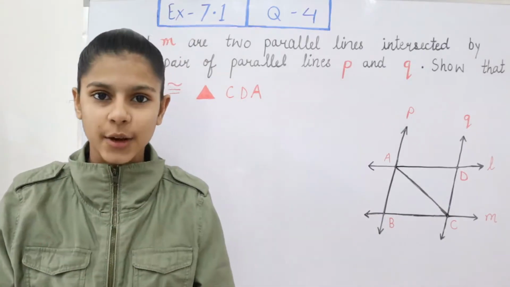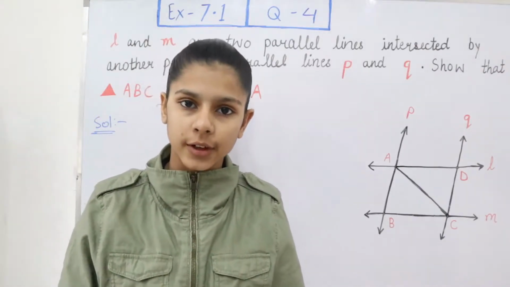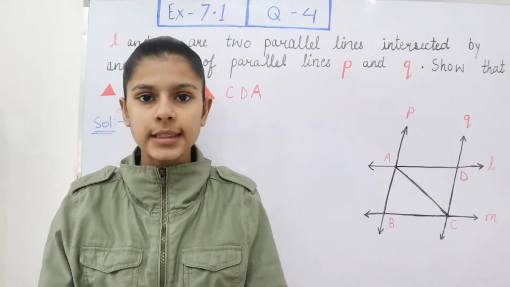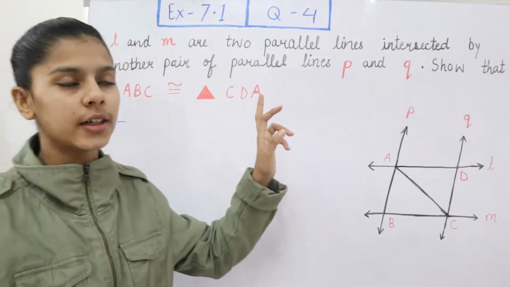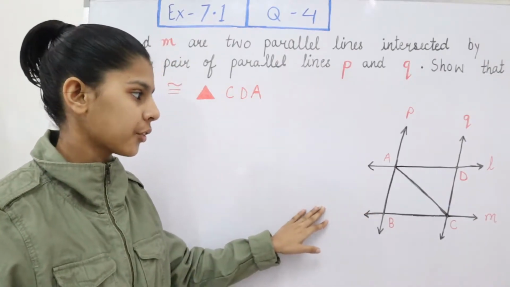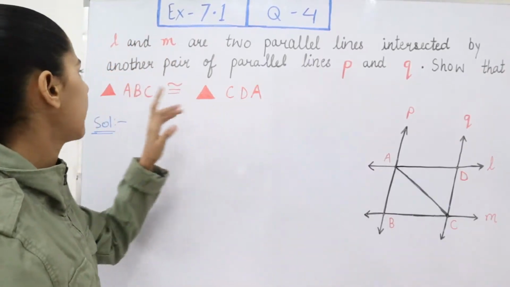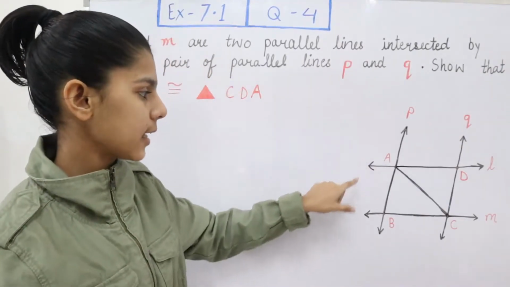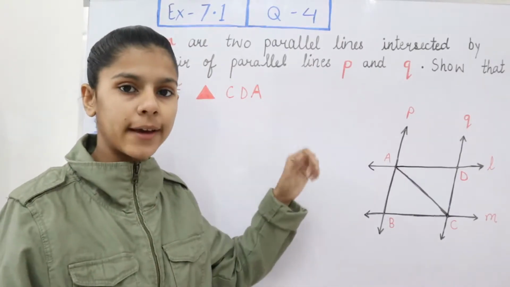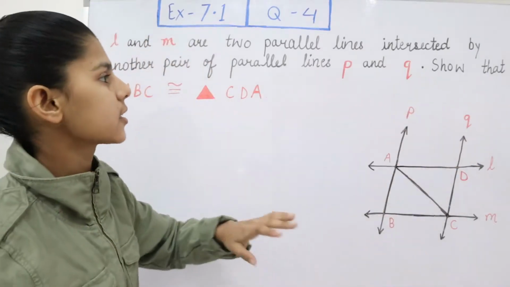So friends, today we are going to discuss question number 4 from exercise 7.1 of chapter number 7, Triangles, class 9. So the question is, L and M are two parallel lines. As you can see in the figure, L and M, both lines are parallel, intersected by another pair of parallel lines P and Q. So the parallel lines L and M are intersected by one more pair of parallel lines, which are P and Q.